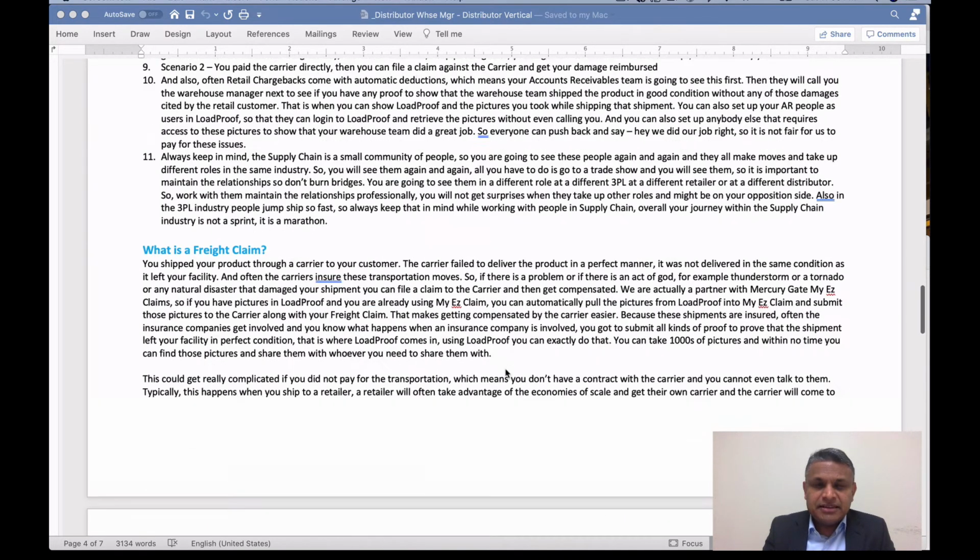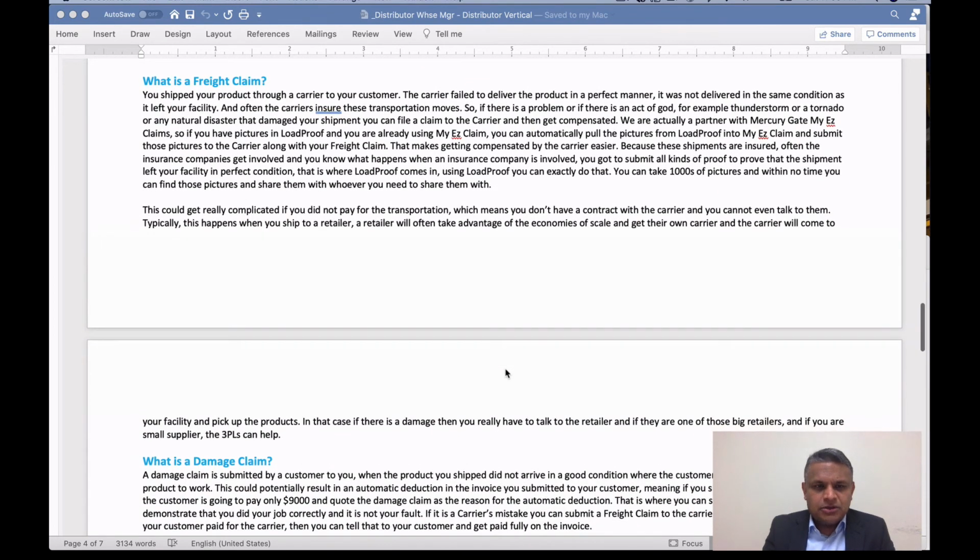So having said that, what is a freight claim? So you shipped your product through a carrier to your customer. The carrier failed to deliver the product in a perfect manner. It was not delivered in the same condition as it left your facility. And often the carriers insure these transportation moves as well. Right? If there is a problem, or if there is an act of God, for example, a thunderstorm or a tornado or any natural disaster that damaged your shipment, you can file a claim to the carrier and then get compensated, right?